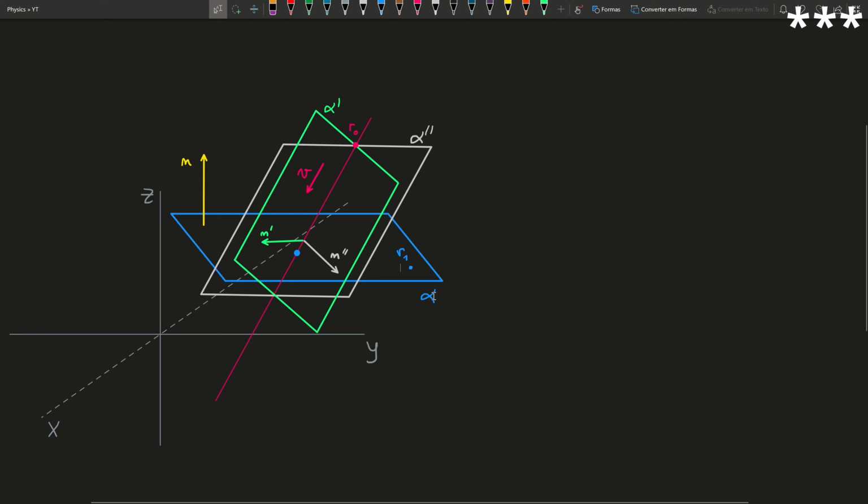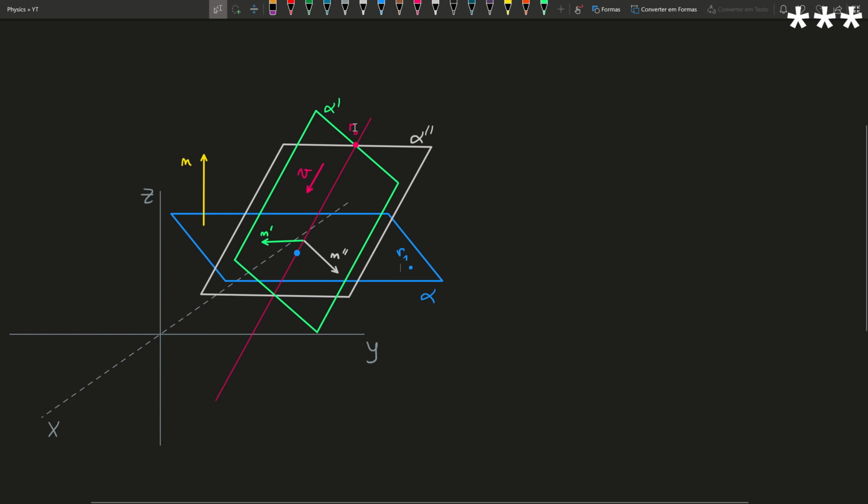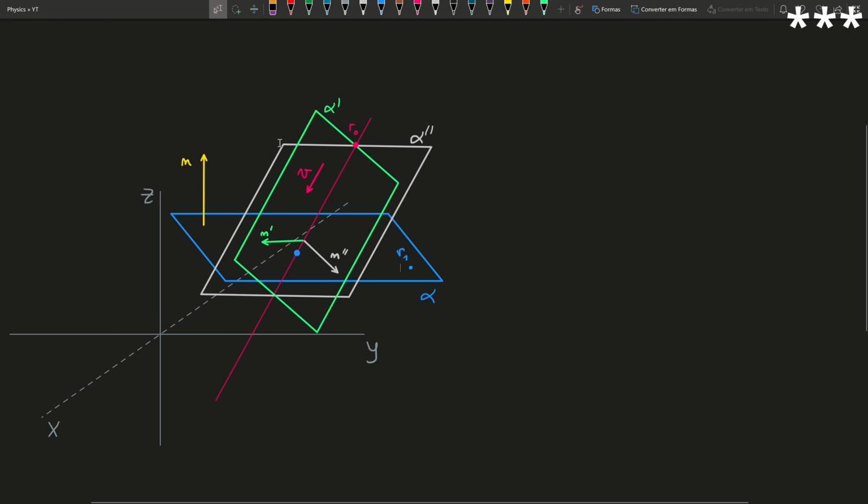We have here our plane alpha, which is described by one vector r1 and one perpendicular vector. Those two determine the plane alpha. We also find here the pink line, which is described by the vector r0 and the parallel vector v. The intersection of the line and the plane alpha is this point here. On the figure, you also see two planes, alpha prime and alpha double prime, whose intersection gives us the pink line. We want the equations for those two planes.